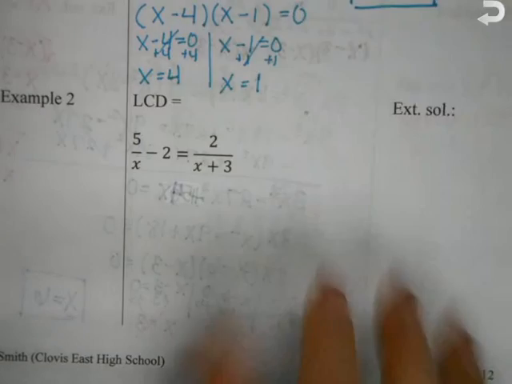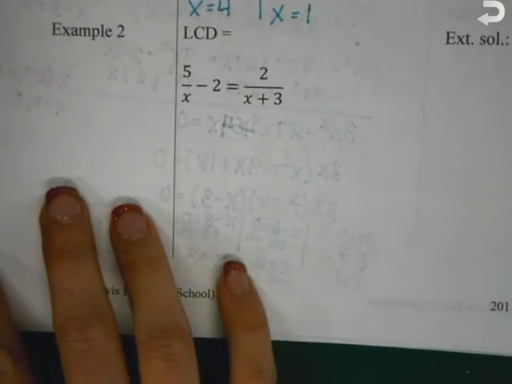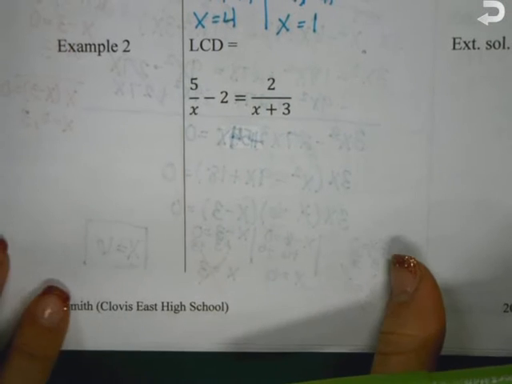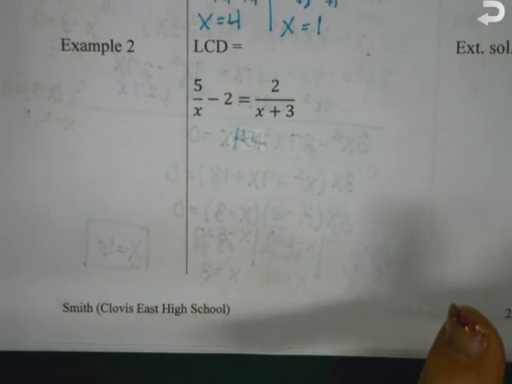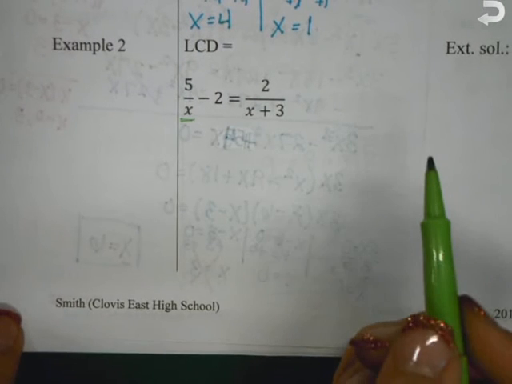We have 5 over x minus 2 equals 2 over x plus 3. Okay, so the first thing we want to do is find the LCD. So we're only looking at what has denominators. In this case, the two denominators are x minus 2 and x plus 3. Now remember, this x plus 3 is all together.